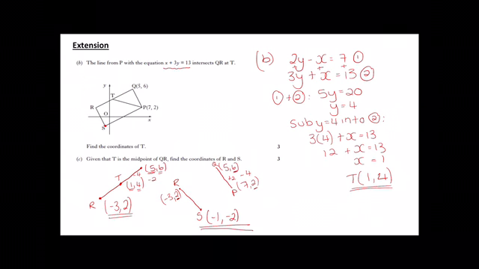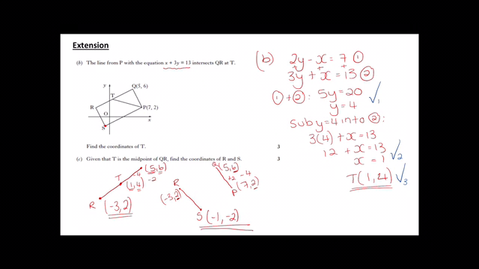For part B, this one's out of 3. Your first mark would be for finding an x or a y coordinate. Your second mark would be for finding the alternative. And then your third mark would be for your coordinates. So in this case, T was 1, 4.